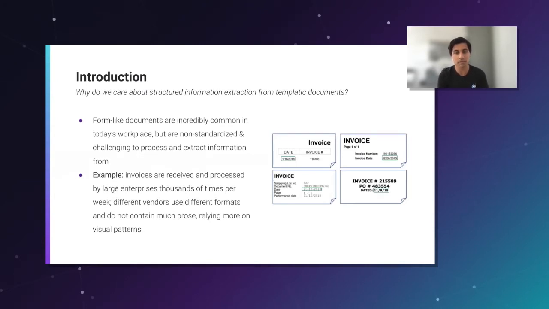If you train a vision model to predict the date from the template at the top left, any of the other templates would be out of sample. And it's pretty difficult, even for humans, to understand what kinds of patterns are present and how you might extract the date in a consistent manner. So the non-standardization of these templates makes them challenging to process and extract information from. As an example, different vendors will process these kinds of invoices thousands of times a week, and without much prose, you'll have to rely on patterns and NLP to make some sort of an educated decision about what kinds of fields to extract and where the values might be.